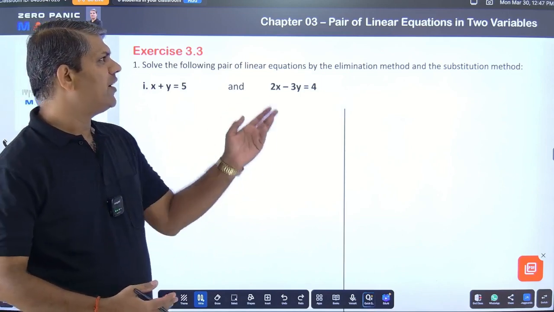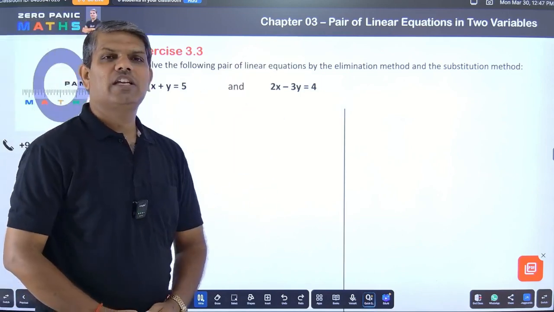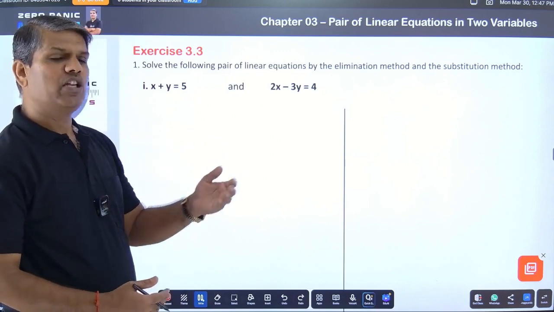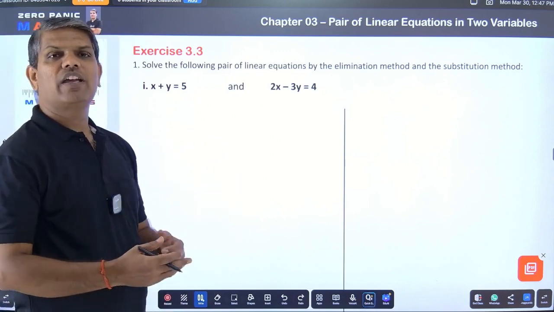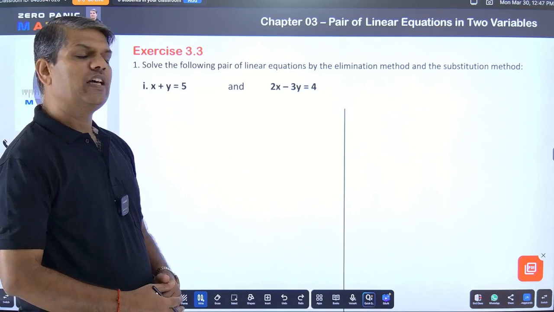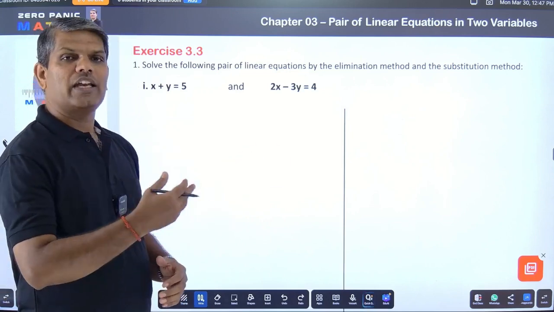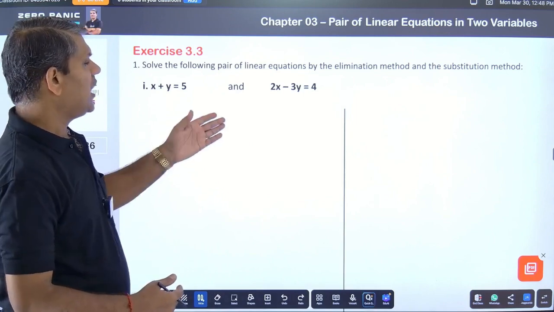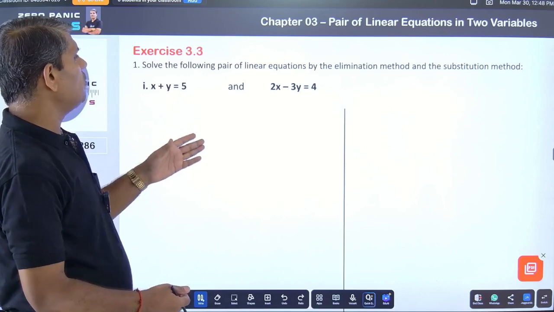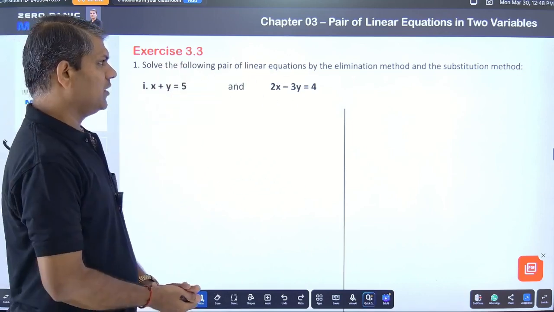Let us continue our discussion on the solution to pair of linear equations in two variables by elimination method. In the last session, we have discussed some of the solved examples on the same elimination method. If you have not watched that video, I recommend you to watch that video first. Now in this session, let us continue on the exercise problems based on the elimination method.